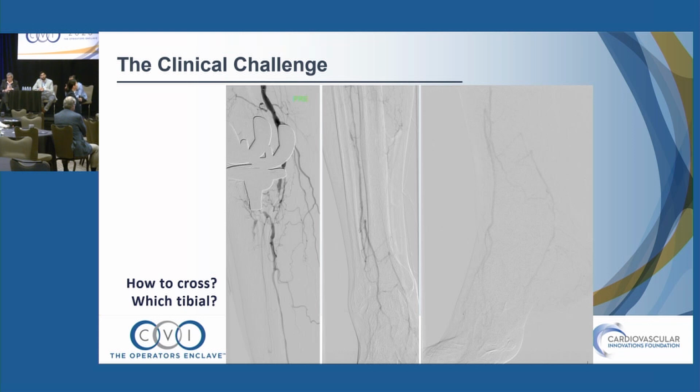My only concern would be if you don't cross it successfully. I usually use the 018 quick cross, but when you get out, you want to be really careful that you don't cause compartment syndrome. So you just have to be confident that you'll be able to cross that CTO so that you can then come antegrade and balloon tamponade your access site.